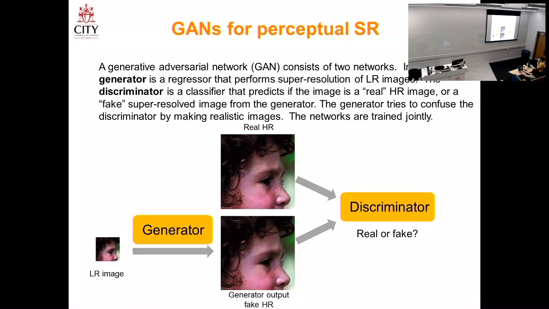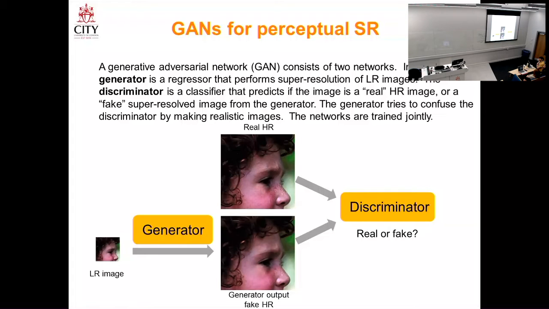So when we use a GAN, what we're going to do is train these two networks jointly so that the generator tries to produce very realistic images that confuse the discriminator. The discriminator doesn't want to be confused, so it's trying to be a really good detective, if you will, and figure out which of these images is real or fake.